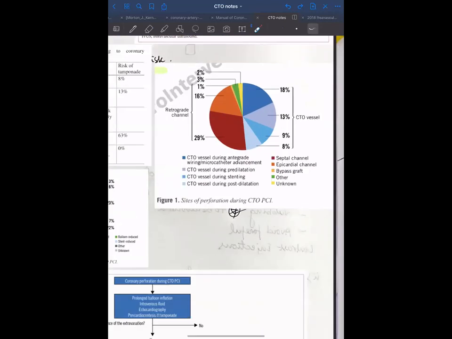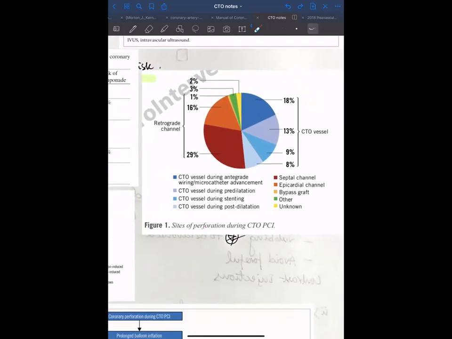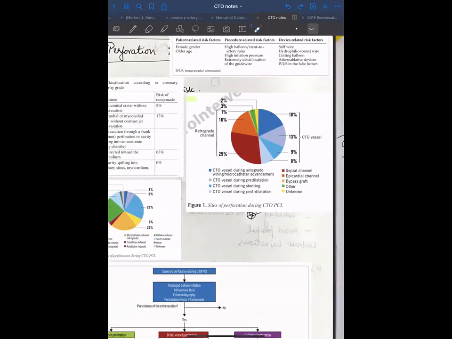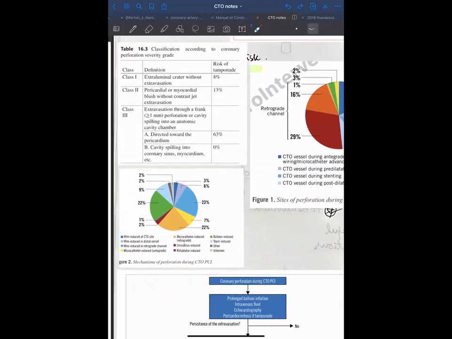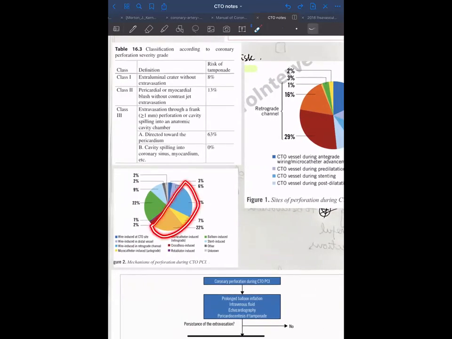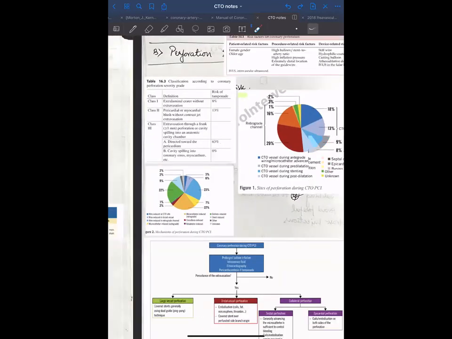So this is a pie chart of sites of perforation. As we can see, most of it is through the septal channels or the epicardial channel. So retrograde approach has a very high chance of perforation, which is what we need to understand. And in the antegrade approach, when we use CTO wiring or microcatheter advancement, is the time when the perforation is high. So what are the causes? As we can see here, one half of the pie is filled with either a wire in the retrograde channel, microcatheter in the retrograde channel, or microcatheter in the antegrade channel. So we know that retrograde channel has a very high chance of perforation.